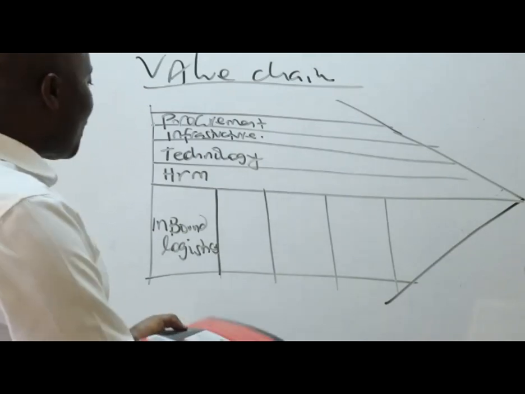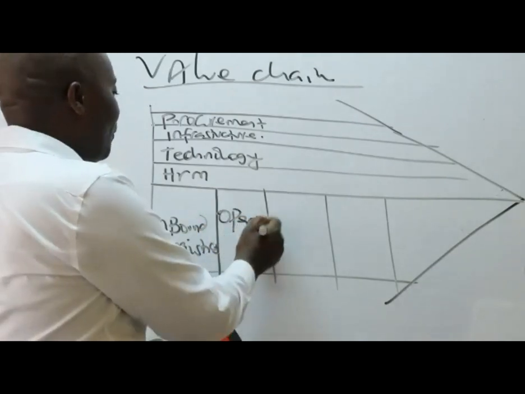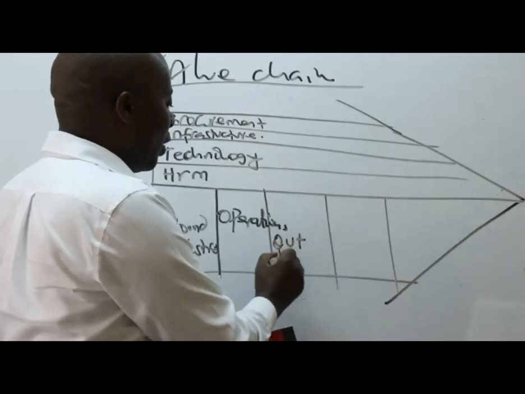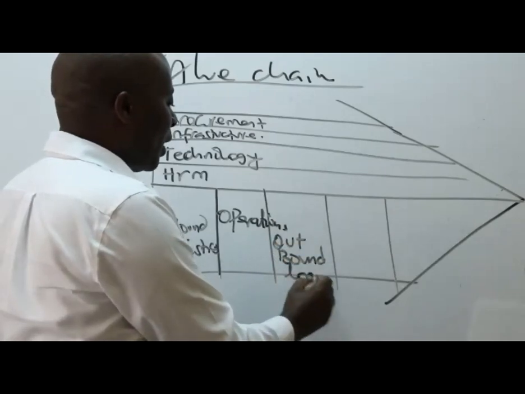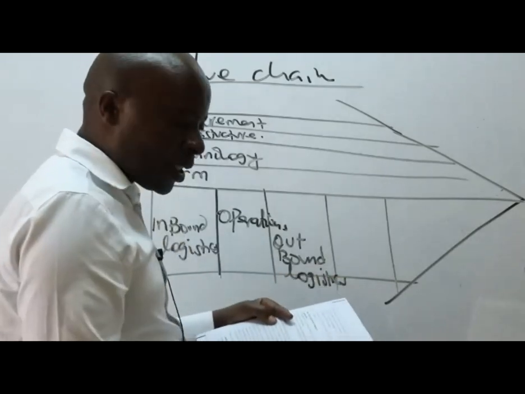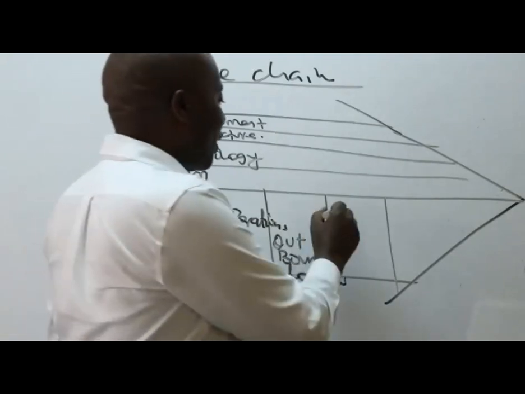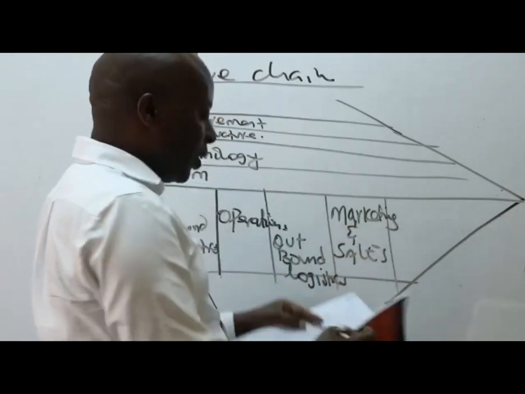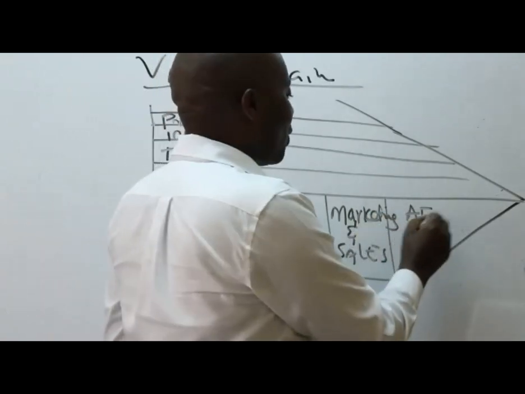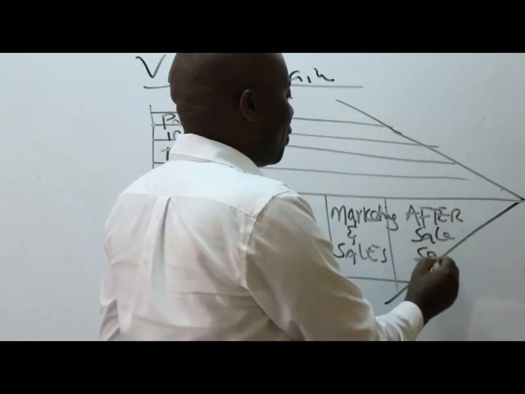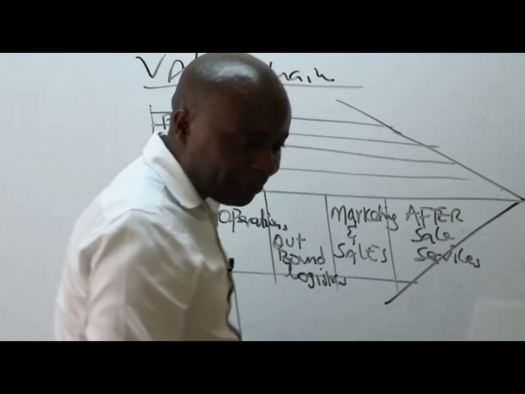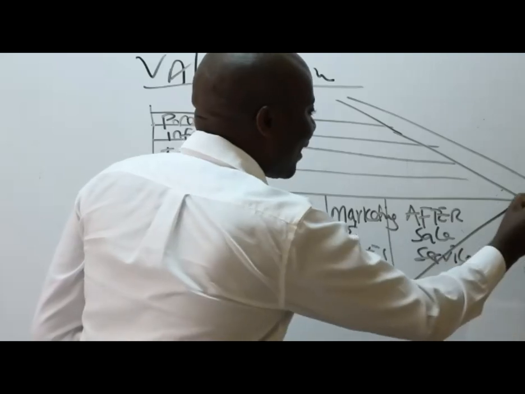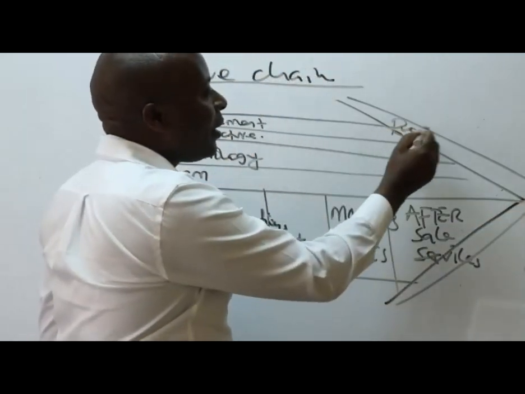So then we have here operations. Then we have, ladies and gentlemen, what we call outbound logistics. Then we have marketing and sales. And then lastly, we have what we call after-sale services. And then remember, we have this up here. This layer is our profit.